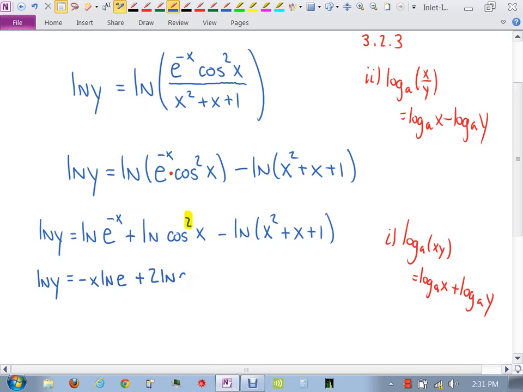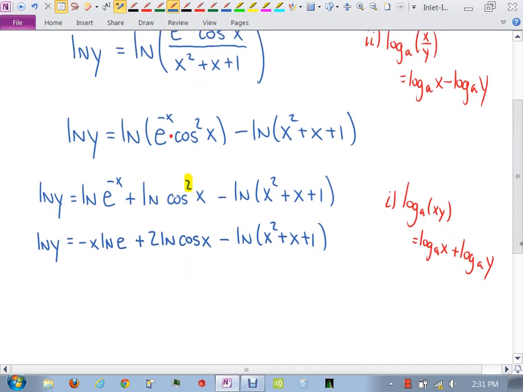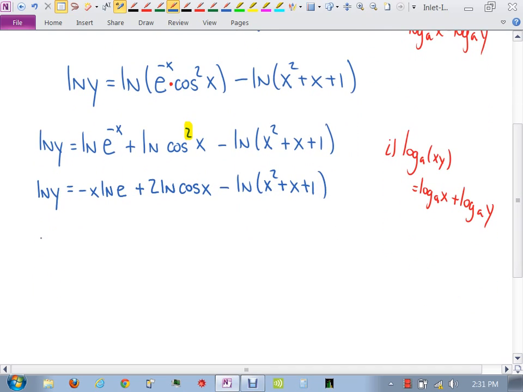2 natural log cosine x minus natural log x squared plus x plus 1. I'll go one more line. So I'm just going to make this a negative x plus 2 natural log cosine x minus natural log x squared plus x plus 1.